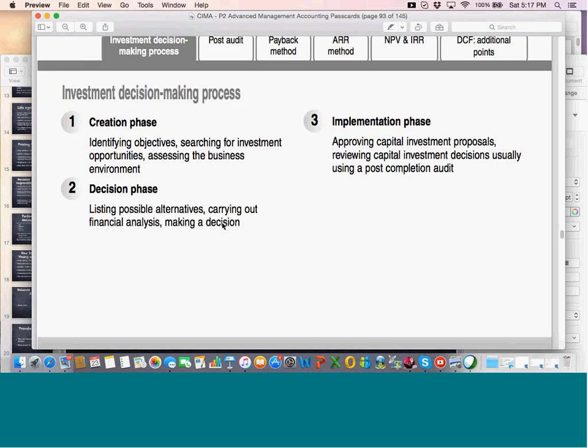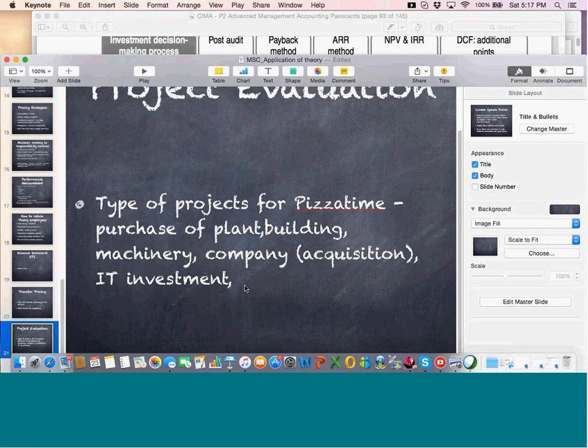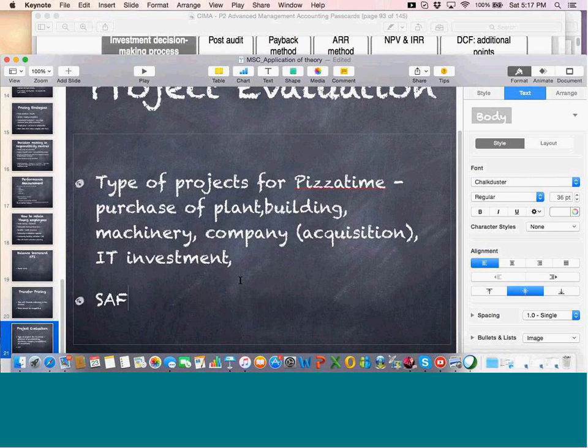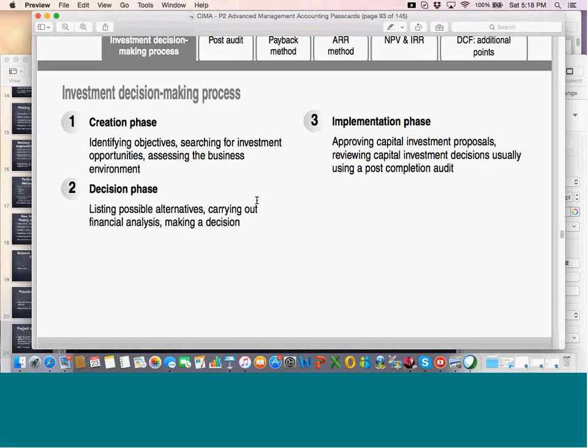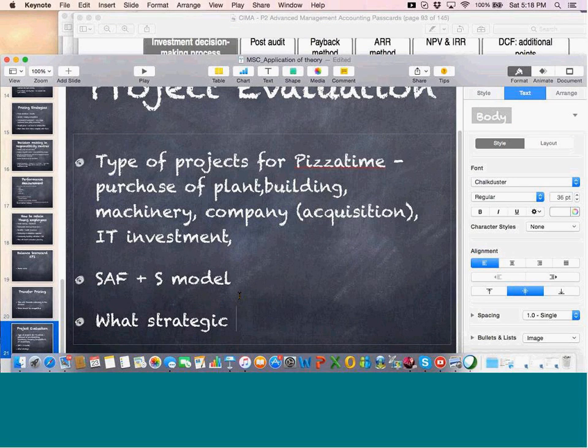So, if you remember, I'm going back to this, because of the SAS model. Right? Acceptability, feasibility, plus sustainability model. We look at investment making, the learning process. The thing is, when you are looking at a project, you think about it in a more strategic sense. Why am I doing it? What strategic objective is it fulfilling? Right? So you need to ask the question, okay, strategic objective fulfilling.